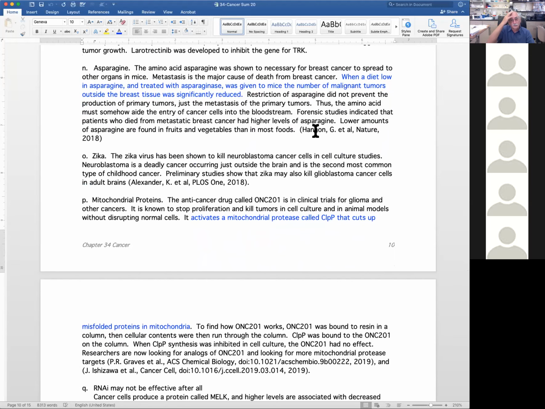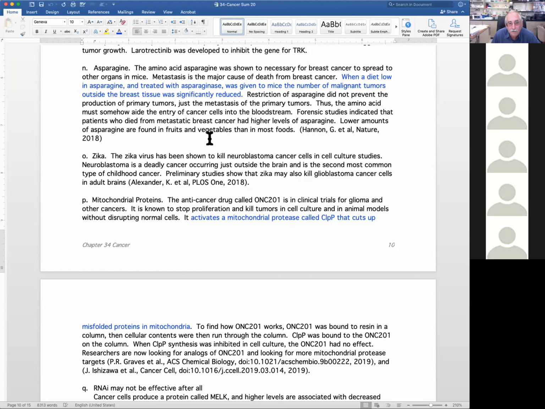Then the amino acid asparagine was shown to be necessary for breast cancer to spread in mice. So metastasis is what they're looking at. So they're thinking that a diet low in asparagine, or food treated with asparaginase, would decrease the number of malignant tumors outside of the breast tissue, and it did. Okay? So it didn't stop the primary tumors, but it stopped the metastasis of the primary tumors that would normally go off and form secondary, tertiary tumors.